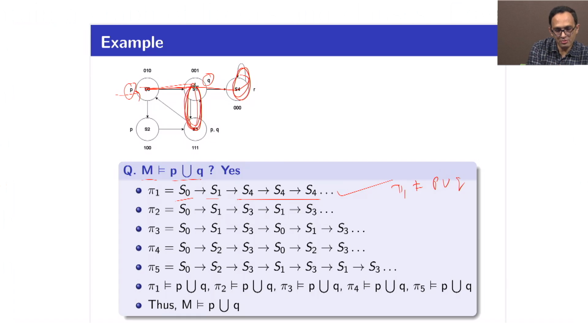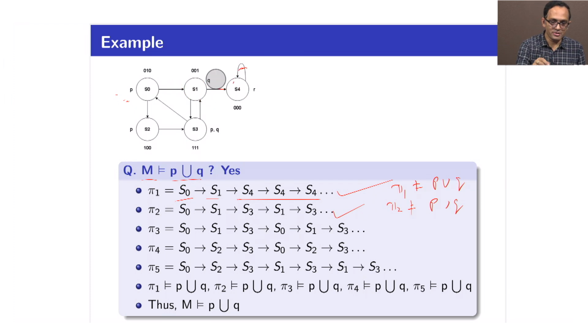So, in this case also P holds here and Q holds here. So, in this path, pi 2 also satisfies P until Q, right. Q holds until P holds. I do not need to check the rest. Whenever it happens for the first time, the rest of the things I do not need to check.